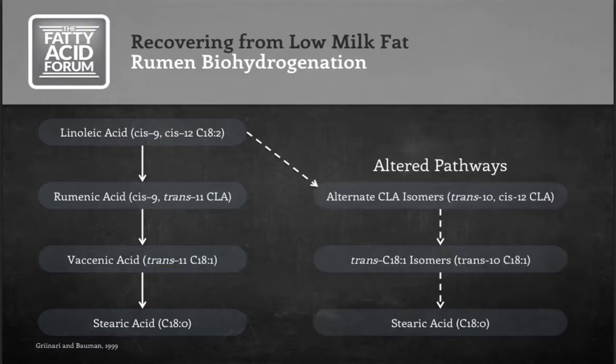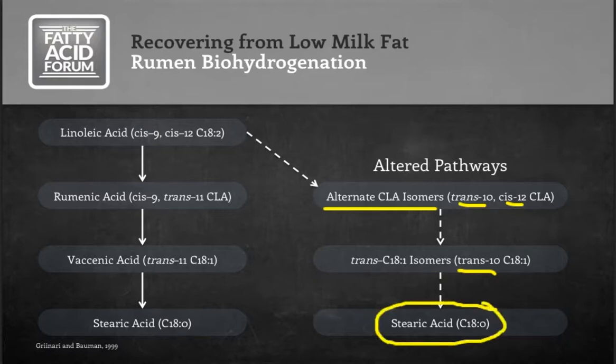However, when we get into altered fermentation, we get a switch to microbes that utilize a different pathway. And this altered pathway results in the formation of a number of different CLA intermediates, but trans10 cis12 CLA is one intermediate, and then we remove a double bond and we get trans10 18-1, but also a number of other trans 18-1 isomers. And then finally, if the pathway goes to completion, we get stearic acid. However, this alternate pathway has a more limited capacity for these second steps, resulting in passage of the CLA isomer out of the rumen.